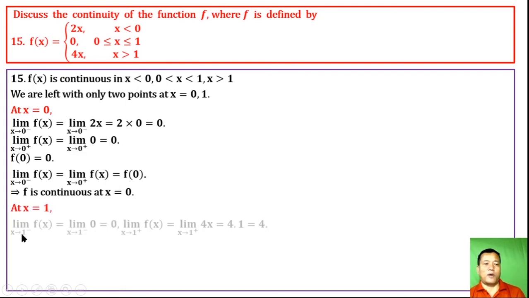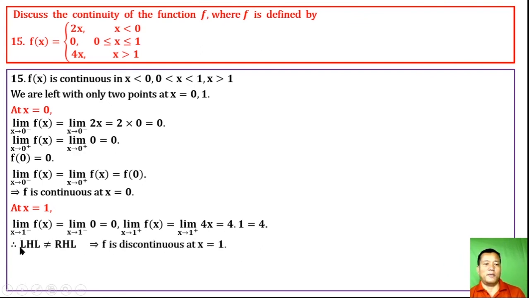Continuity at 1: left hand limit at 1 is 0, right hand limit at 1 is 4. Therefore left hand limit does not equal right hand limit, implies f is discontinuous at 1. Hence f is everywhere continuous except at 1.